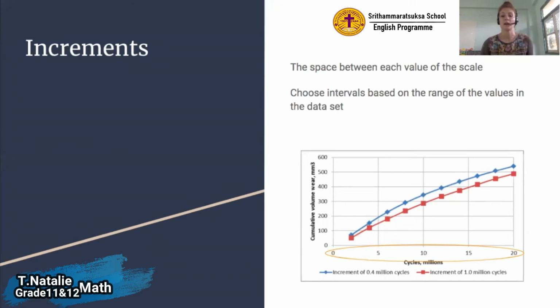Increments. Increments is the space between the value of the scale. You choose your intervals based on the range of values in your data set. So if you are going from 1 to 1,000,000, we would not want to have increments of 1. That would be an extremely large scale. A better increment would be maybe thousands.